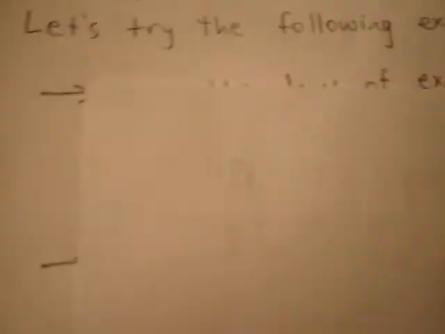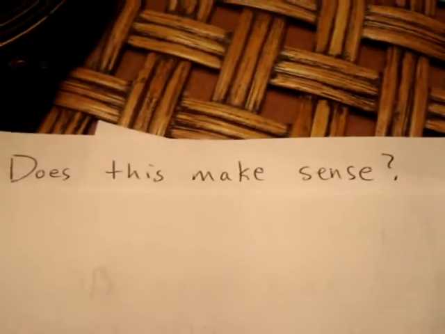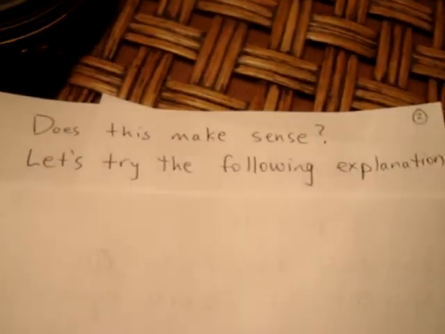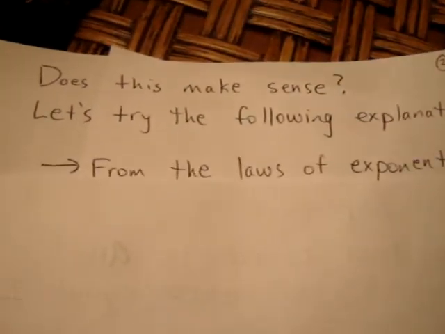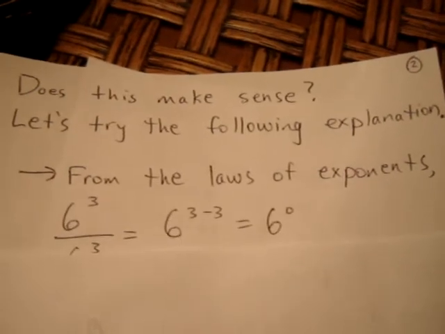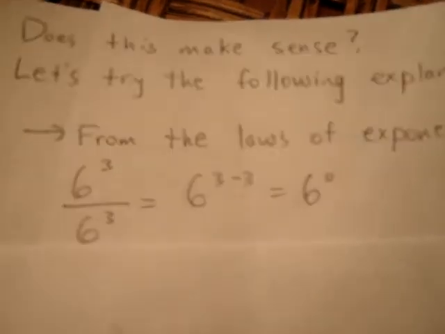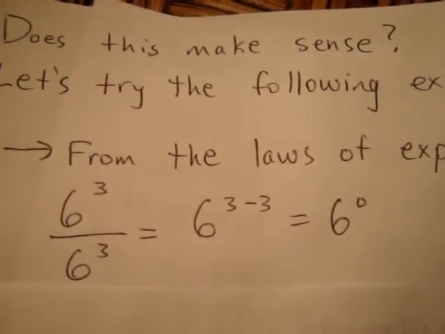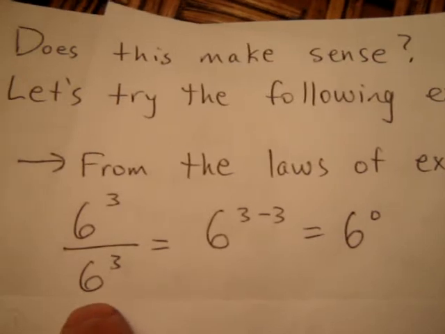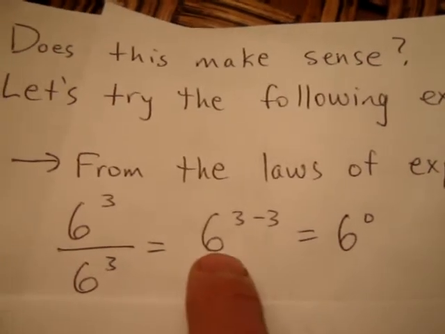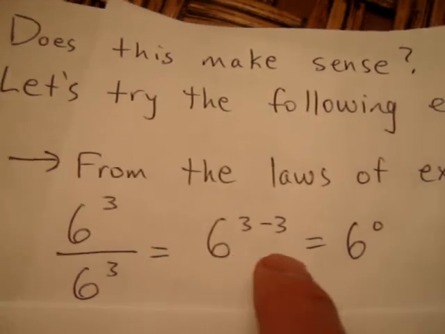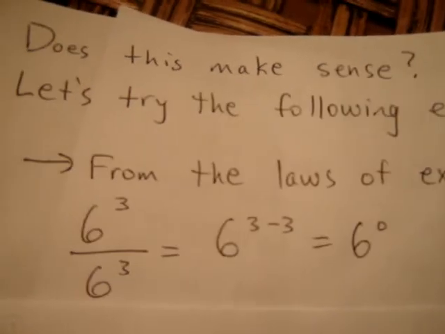Well, you might be wondering, does this make sense mathematically? I'll try to make it make sense to you in the following way. Let's try the following explanation. From the laws of exponents, we know that 6 to the 3 divided by 6 to the 3, because we have the same base, would simply be 6 to the 3 minus 3. The quotient rule tells us to subtract exponents, which equals 6 to the 0.